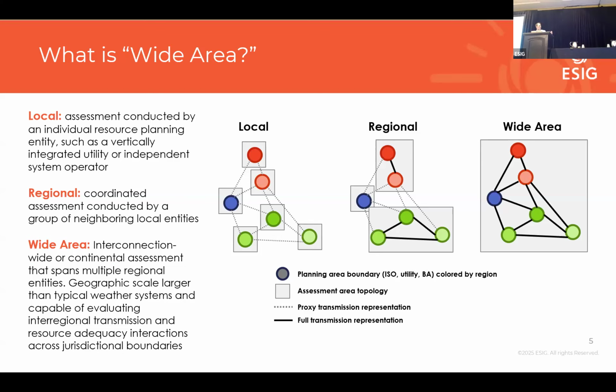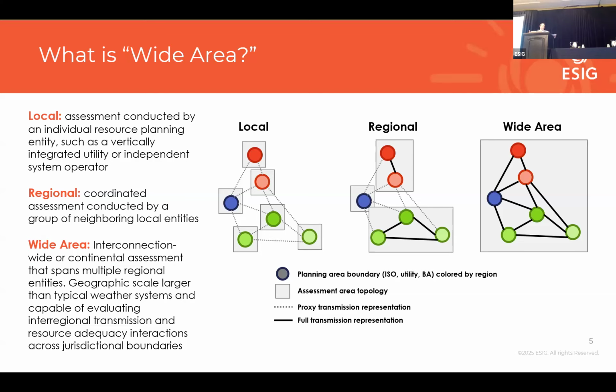So we have folks up here from NYISO and NPCC, the Northeast Power Coordination Council, and they've been doing this for a long time, right? The regional assessment takes the 4 regional entities and plans together. And then a wide area assessment is just taking that one step further and looking at this at a very large geographic scale, the size of the interconnect or continental scale.